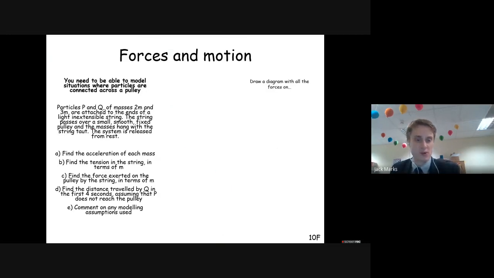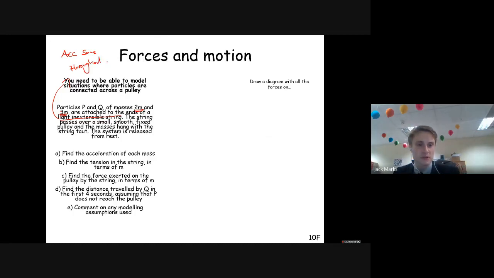So let's take a look at this question. Another one that you need to learn, another distinct one to learn for this topic. So particles P and Q of masses 2m. Now, that's not a mistake. 2m, the m is unknown. We don't know what that is. And 3m, so 3 times the same mystery number. They're attached to the ends of a light inextensible string. We've talked about this light inextensible string, and we've said that that means acceleration is the same throughout.